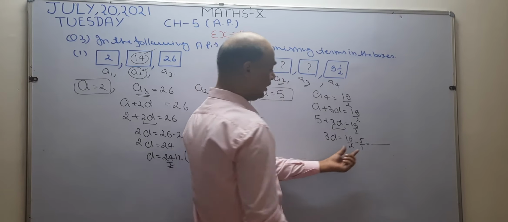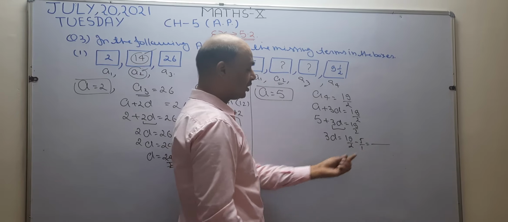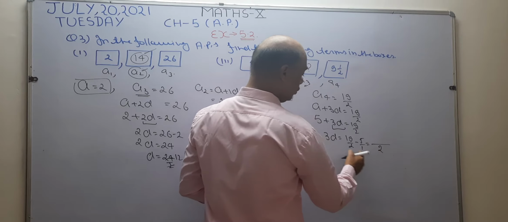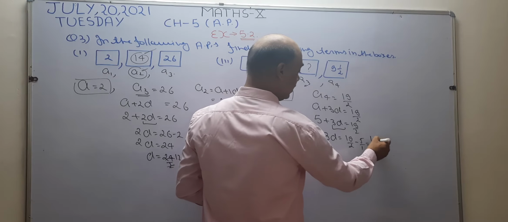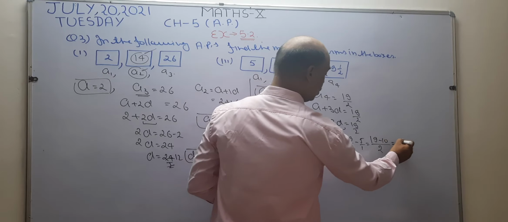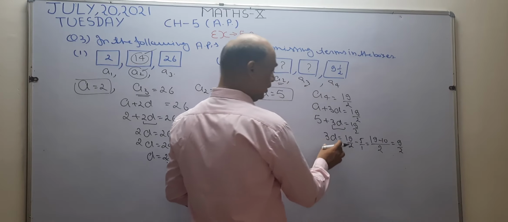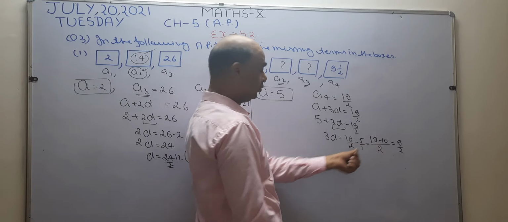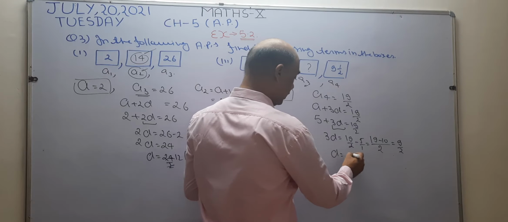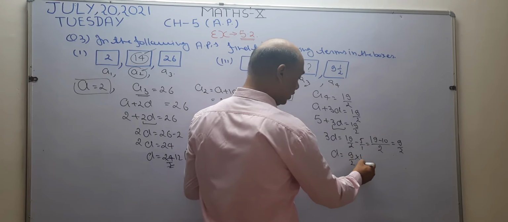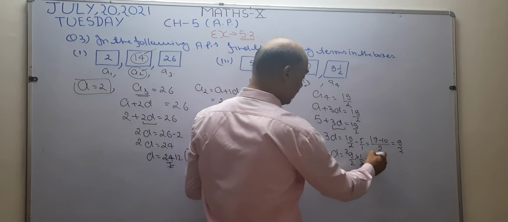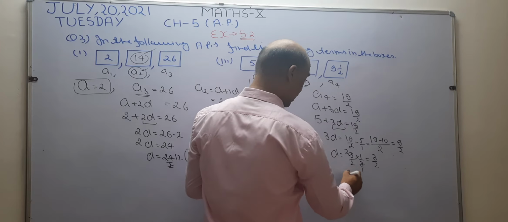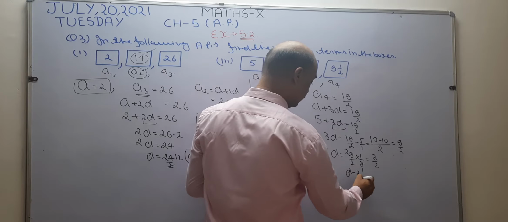Now I want to take the LCM because fraction parts are there. LCM of 2 and 1 is 2. 2 is cancelled with 2. What is left? 19. And 2 5s are 10. So this becomes 9 by 2. In this we have to find the value of D. For finding the value of D, I take this 3, which is the multiplication number with D, so this is going to divide 9 by 2. So the value of D becomes 9 by 2 into 1 by 3. 3 1s are 3, 3 3s are 9. So the final answer becomes 3 by 2. So the value of D is 3 by 2.